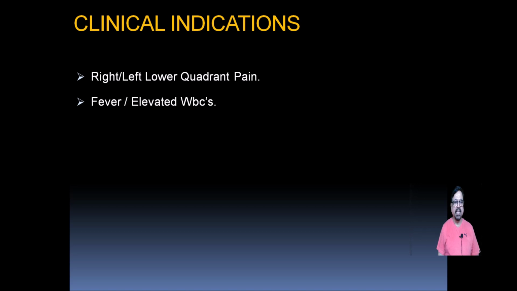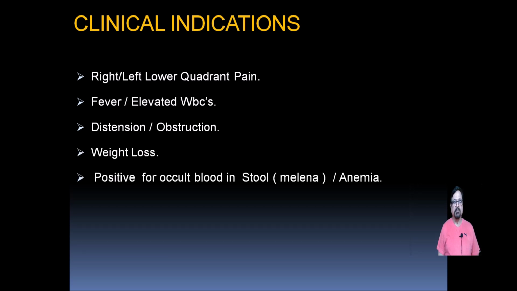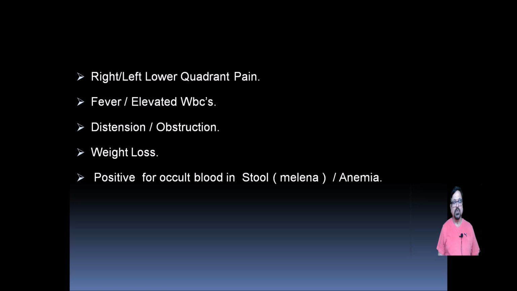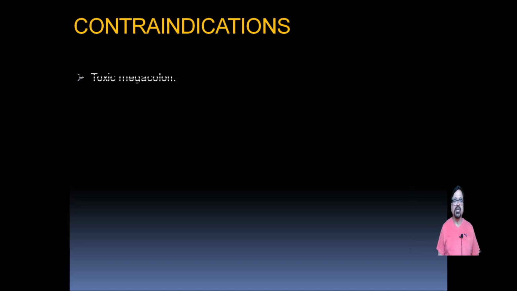Now, what are the clinical indications? The right and left iliac quadrant pain, then fever, distension, obstruction, weight loss, and positive occult blood in the stool are a few indications to enumerate. Though earlier we have given you certain more indications, these are along with them.